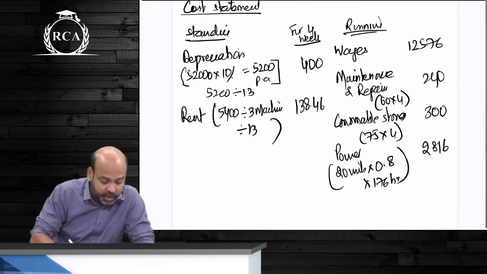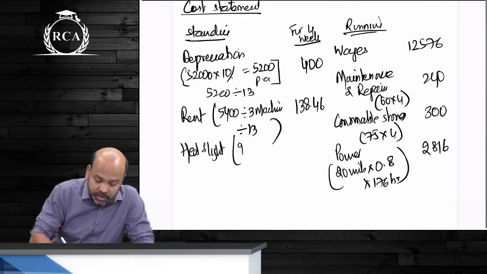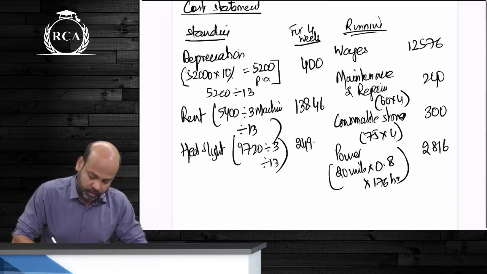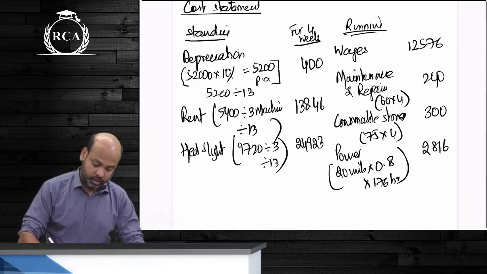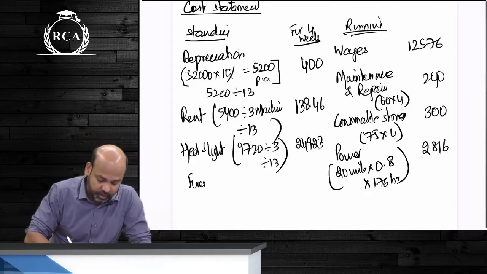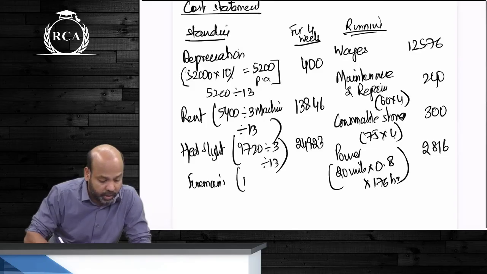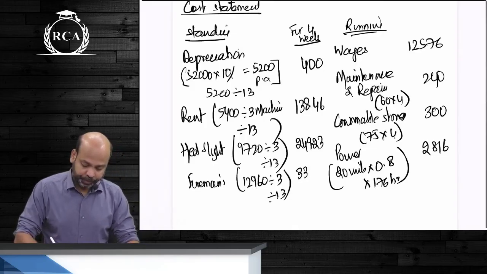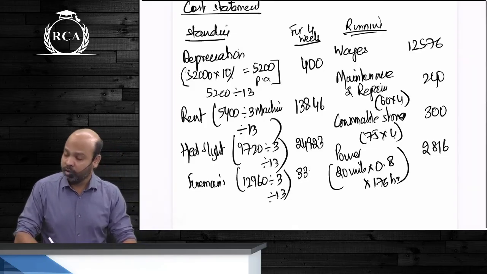Next, guys, heat and light, same way, guys. 9720 divided by 3 divided by 13. कितना हो गया? 0.23. Next, beta, foreman's salary. Foreman's salary, guys, would be 12,960 divided by 3 divided by 13. कितना हो गया? 332 point.